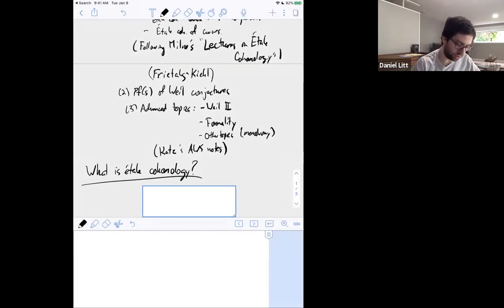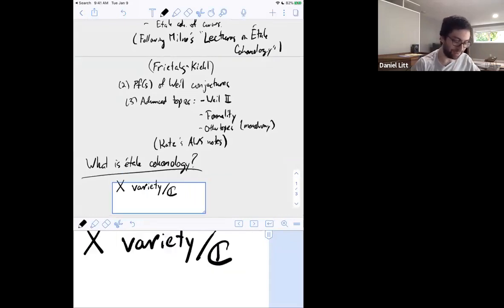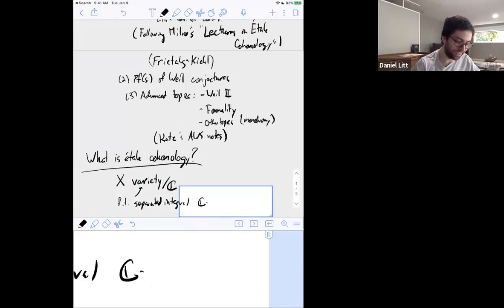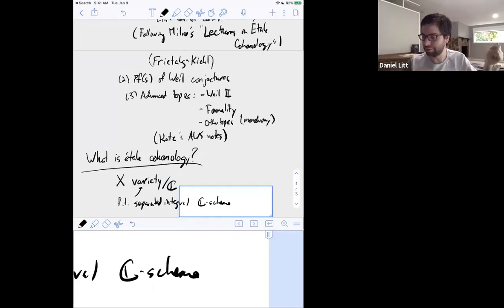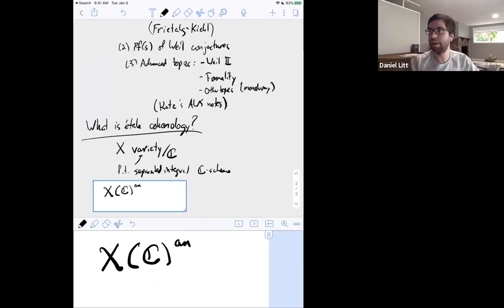Okay, so what's the situation? Suppose X is a variety over the complex numbers. By variety, I mean a finite type separated integral C scheme, if you'd like. So that's the fancy definition, but you can think just quasi-projective variety, the usual thing that you know and love. So if you take the complex points of this thing, this naturally has the structure of a complex analytic space. For the purposes of this lecture, all that means is that you can give it the Euclidean topology. So that's a much finer topology than the Zariski topology.